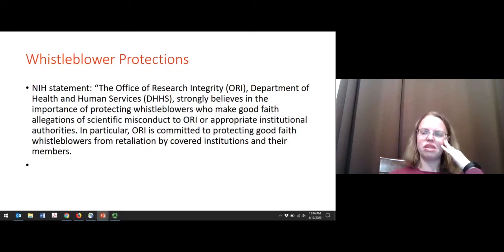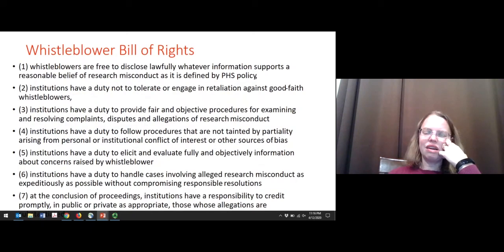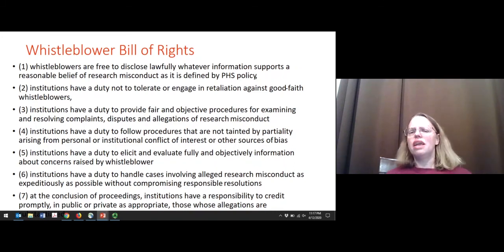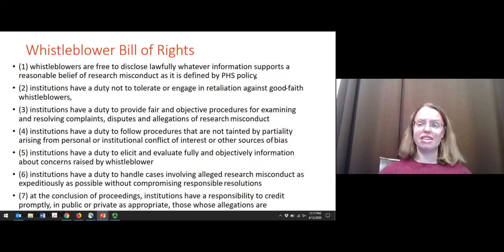ORI here is Office of Research Integrity. So again, normally you actually go to your institution, but what they said is that the institution is supposed to protect you. That when you go, you should be protected from retaliation. So what does that mean for whistleblowers? Here's the NIH kind of whistleblower bill of rights. That whistleblowers are free to disclose lawfully whatever information supports a reasonable belief of research misconduct. Again, you're not necessarily free to go put it on Twitter, though. Like, disclose lawfully means that, again, you should go to the right person in the right institution, somebody above you, not just go tell the world, but if you do it lawfully, you should be supported.